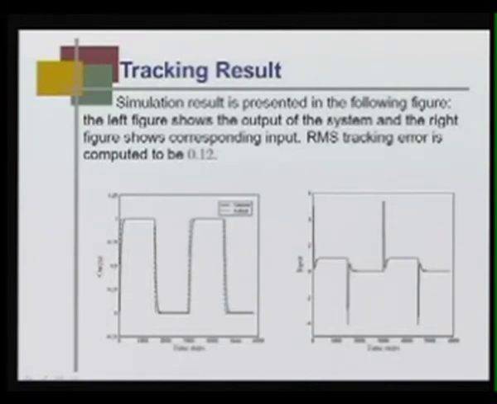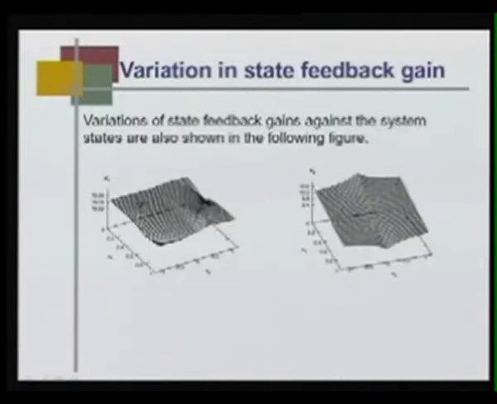So, the simulation result is presented in the following figure. The left figure shows the output of the system, the right figure shows the corresponding input. This is my control action and this is my output. Okay. So, for the variation of the state feedback, you can easily see again that the gains are variable, it is not a flat surface, there is a variable gain for K1 and K2.